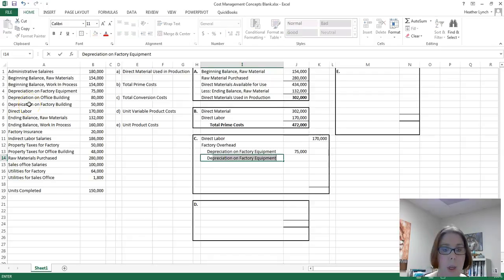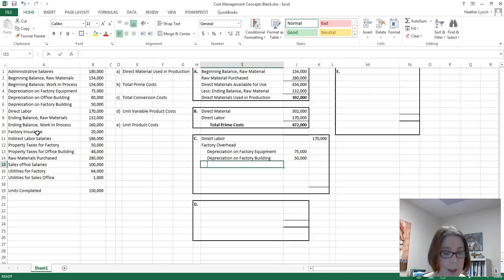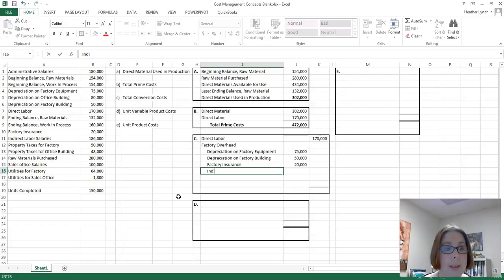Depreciation on factory building. Here we go. Here's another one. Depreciation on factory building. That's going to be $50,000. Direct labor, that's not factory overhead. That is part of the actual product. So we don't have to do that one. We're not going to worry about ending balances on our raw material or work in process. Factory insurance, what do you think? Yeah. It goes in your factory overhead because it had the word factory. Okay, so let's bring that over. Indirect labor salary. This is one, although it doesn't say factory, it's indirect labor. Indirect labor is part of the process of making the product, so that is included.